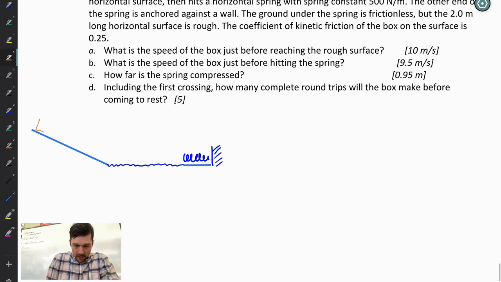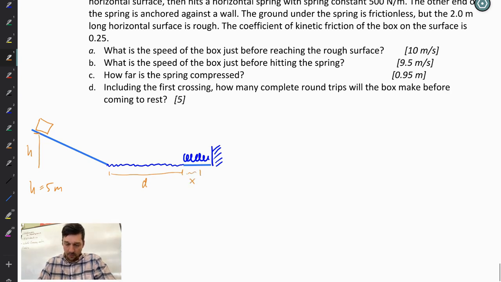Our box is going to slide down from here, down this ramp with a height of 5 meters. It is then going to slide, completely not to scale, a distance along here of 2 meters plus whatever it compresses this spring by. We're going to call that x. And so let's break this down one thing at a time.